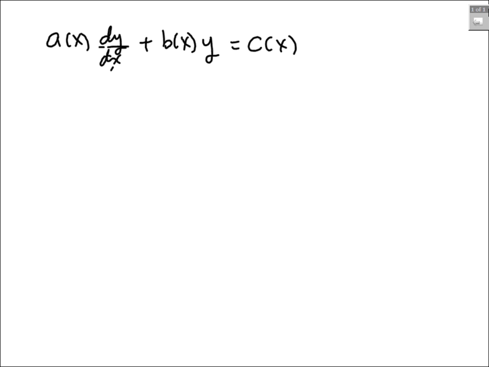The new section is entitled Solving Linear Equations, of course, linear differential equations. You have a function of x times dy/dx plus some function of x times y is equal to some function of x.